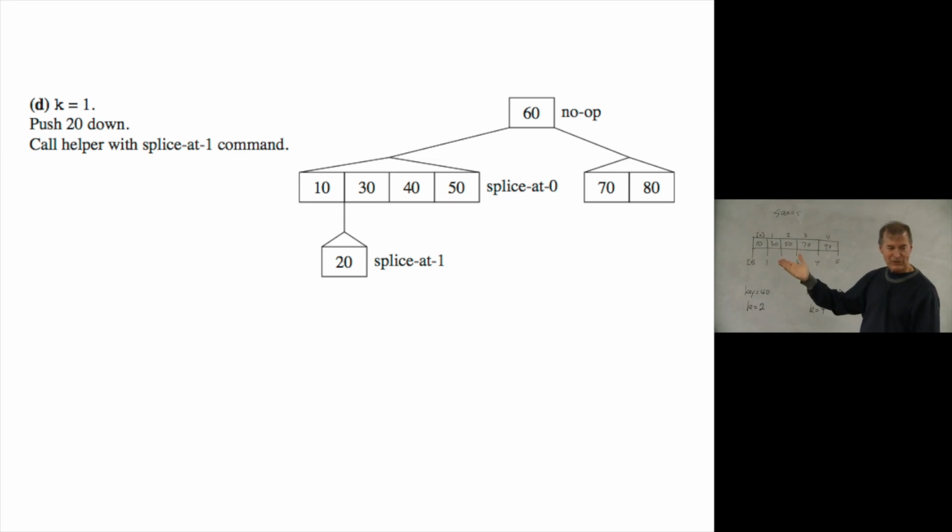But see, isn't this functional programming neat? You just pass down that function on the way. You make a new function, you pass it as a parameter, and there it is, ready to be executed at this level. Yeah? So we push the 20 down, we call the helper with the splice at 1 command.